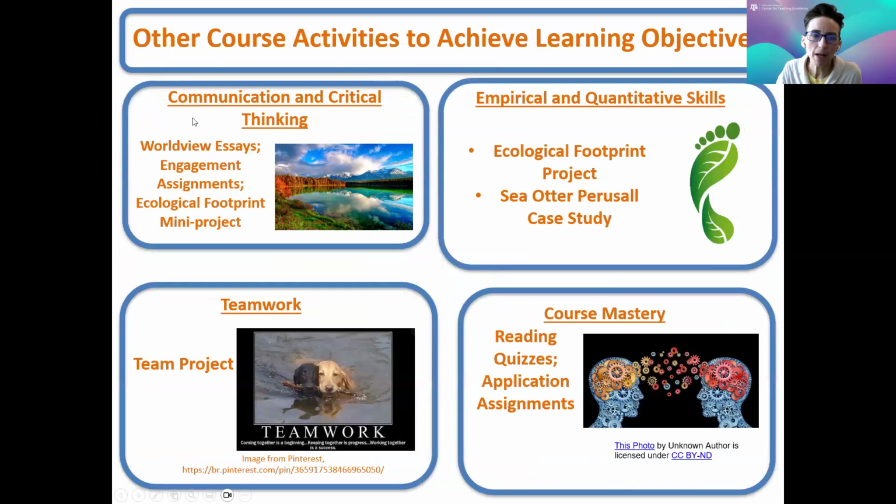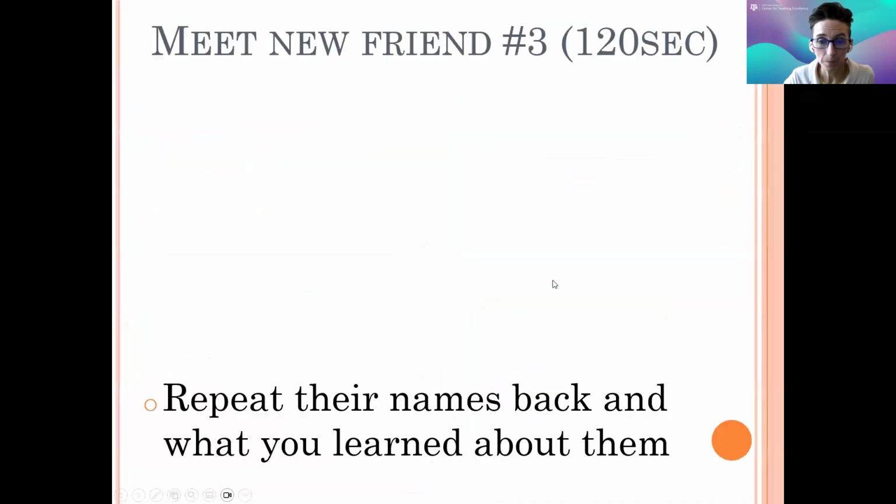Communication and critical thinking are going to be achieved through the worldview essays, the application assignments, and the ecological footprint project. Empirical and quantitative skills come through our ecological footprint project, obviously with that data. You're also going to have an opportunity to explore some data in the Sea Otter case study. Teamwork, obviously, is where we get a team project. And course mastery comes from a variety of things, including reading, quizzes, and application assignments.